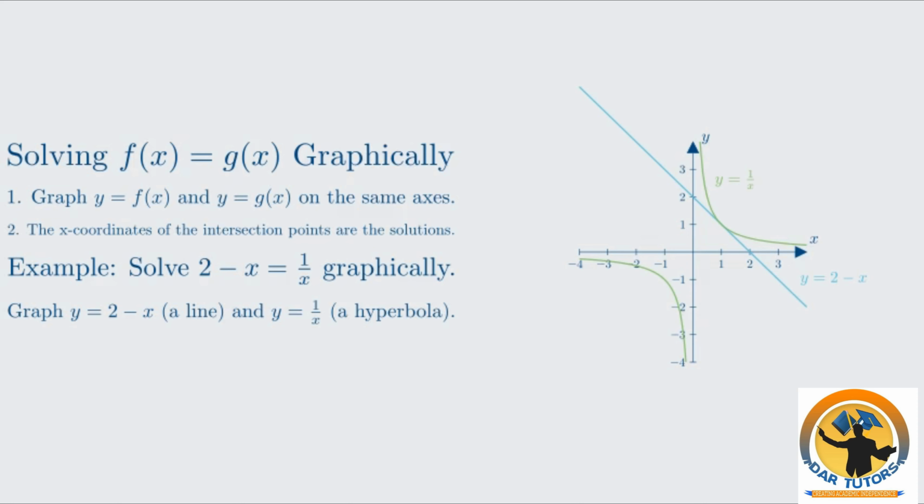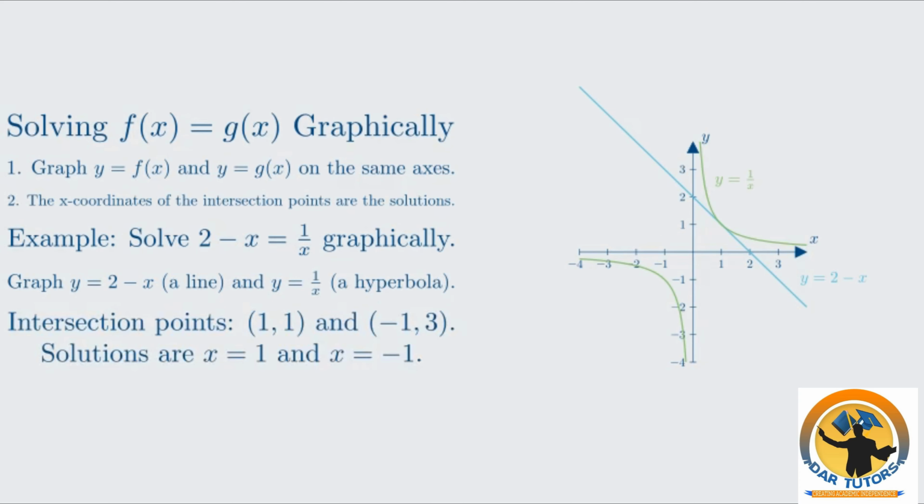Looking at the graph, we can see the two functions intersect at 2 points. We can use the calculator's intersect function to find them. The calculator shows intersection points at x equals 1 and x equals minus 1. So, the solutions to the equation 2 minus x equals 1 over x are x equals 1 and x equals minus 1. Let's verify this algebraically.